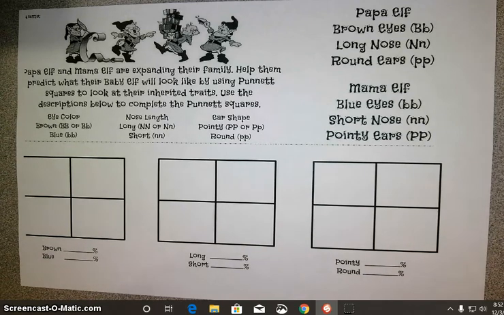Good morning. So we're going to do some Punnett Squares in the holiday theme. We're going to use some elves. It says Papa Elf and Mama Elf are expanding their family. Help them predict what their baby elf will look like by using Punnett Squares to look at their inherited traits. Use the descriptions below to complete your Punnett Squares.